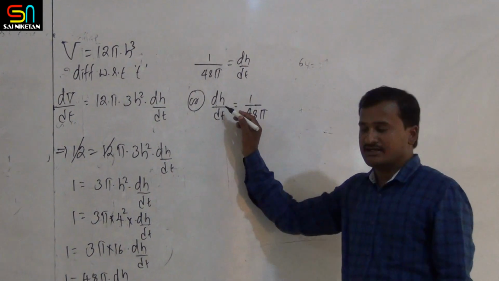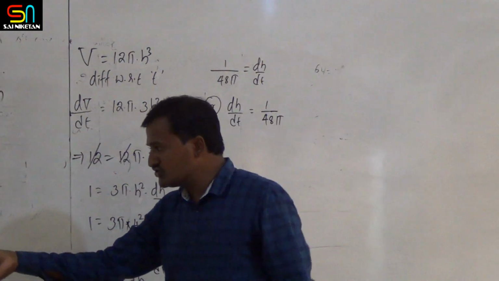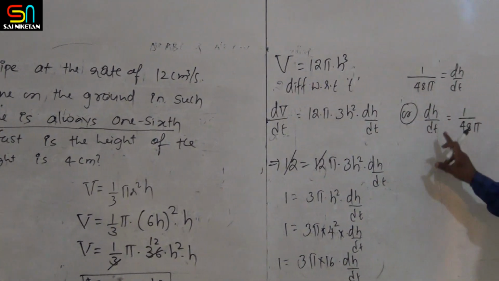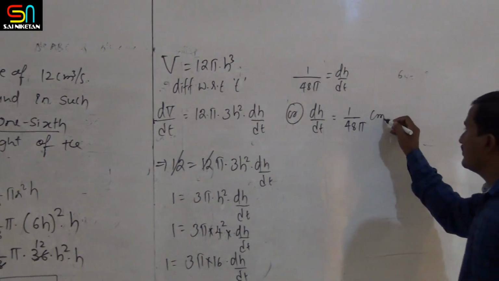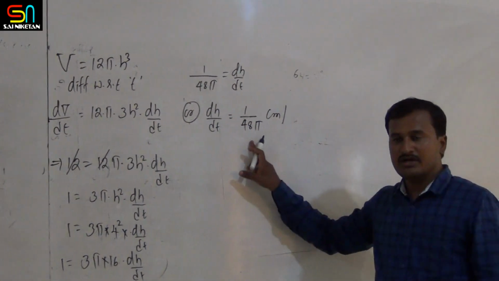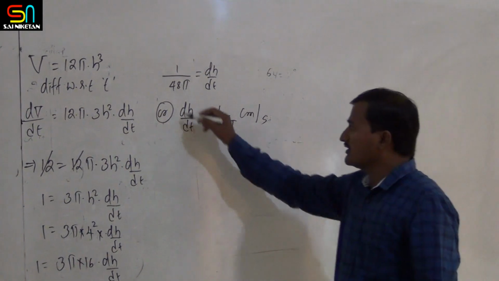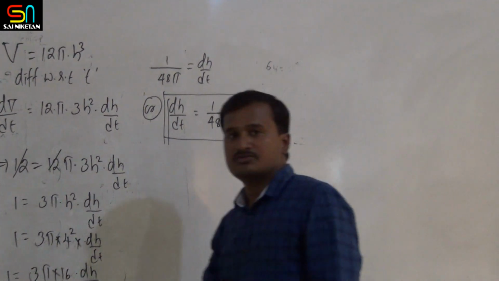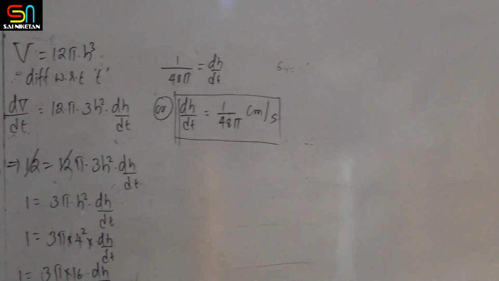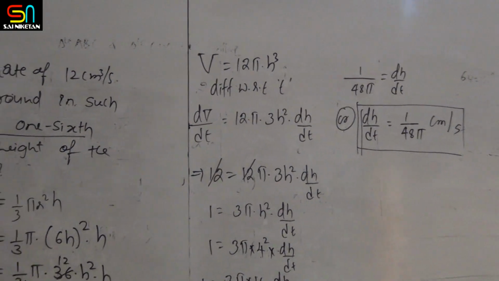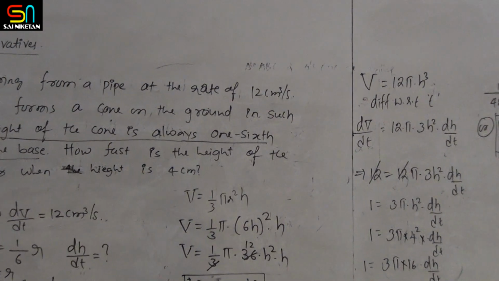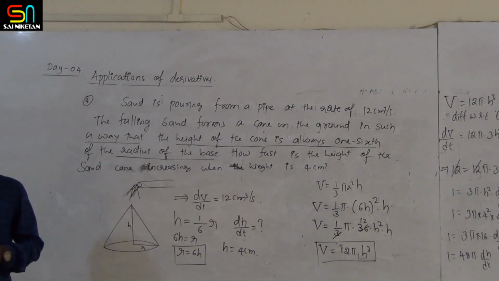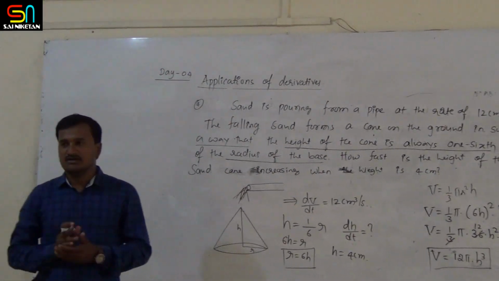And here it is height, so height is in centimeter. So clearly the rate of change of height with respect to time is equal to 1 divided by 48 pi centimeter per second. This gives the rate of change of height of the cone with respect to time. So up to this the exercise is completed. In the next class we have to study the next application. Okay, thank you.